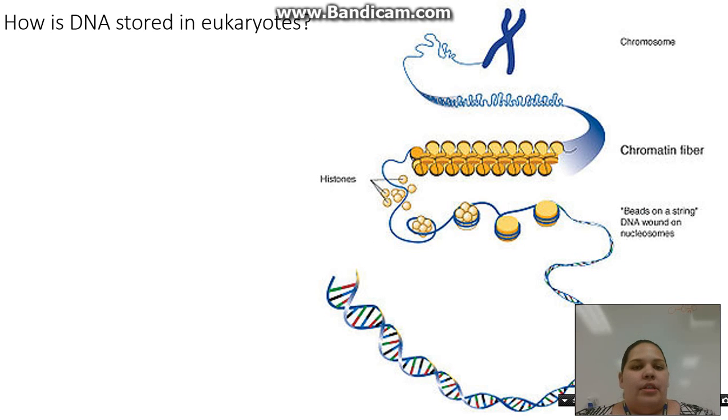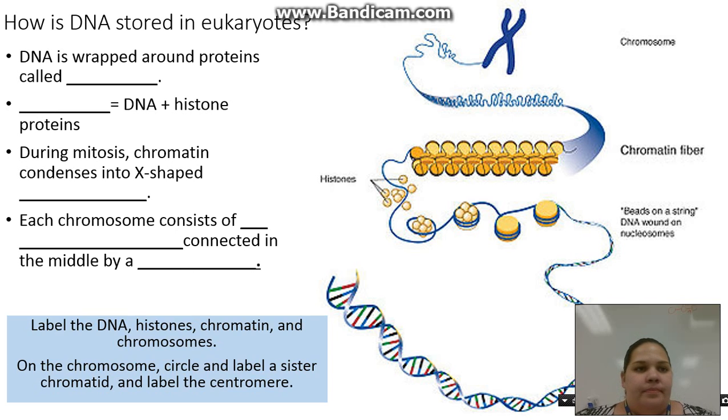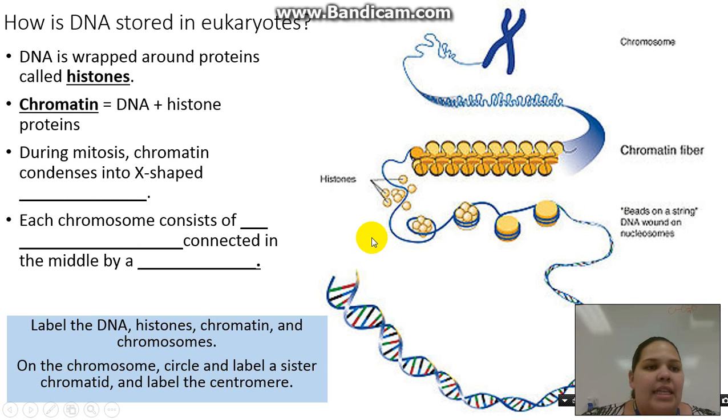How is DNA stored in eukaryotes? DNA is first wrapped around little proteins called histones. They look like beads on a string. Then these histones get together and get organized, and they make chromatin. During mitosis, chromatin condenses into X-shaped chromosomes.